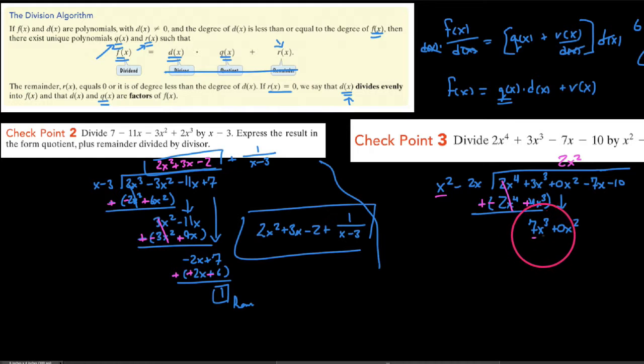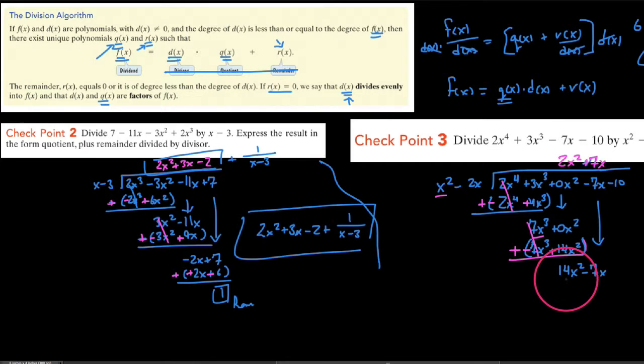We say x squared into 7x cubed would be a 7 and an x. So 7x times x squared is 7x cubed. And then 7x times a negative 2x is a negative 14x squared. So here's what's going to happen here. We're going to subtract off all of this. Adding the opposite, we find out that the 7x cubed cancel, but we get left with actually 14x squared. So now we'll carry down our 7x and start again.